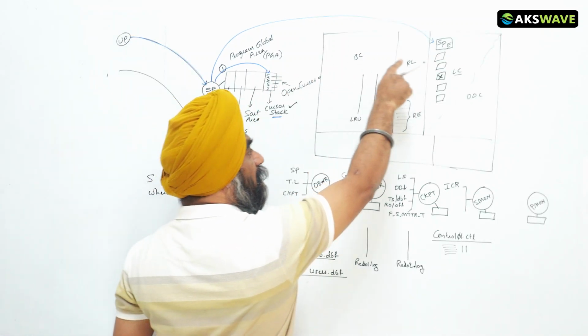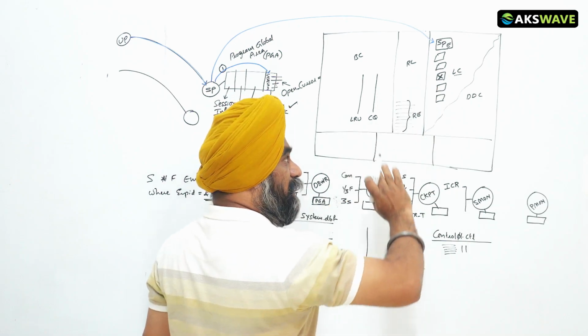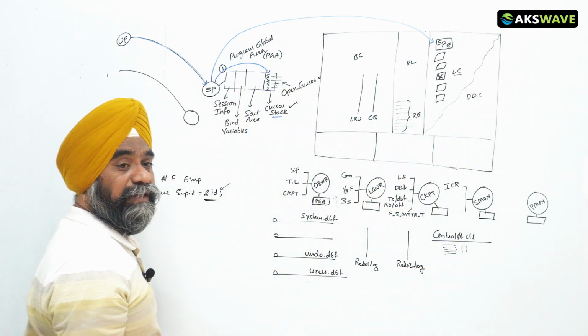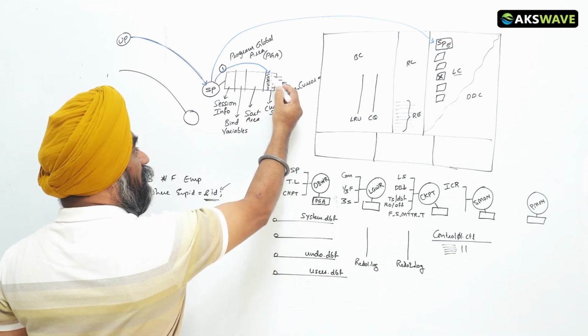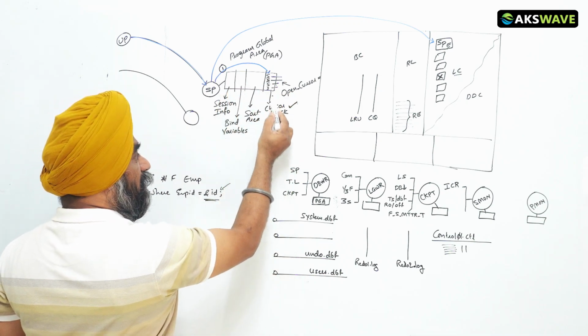If I have it, I can directly go there, which helps you avoid scanning the library cache, which is much better. That's the reason we have it local. First check is in the cursor stack.